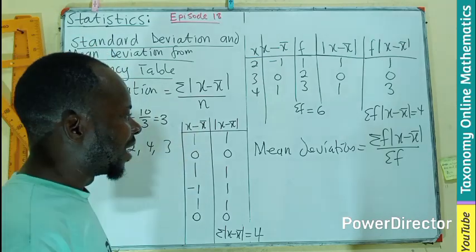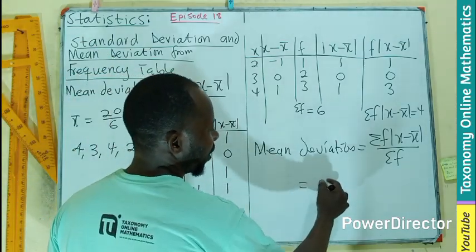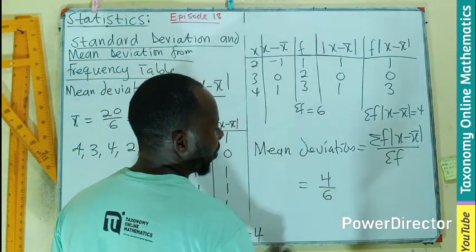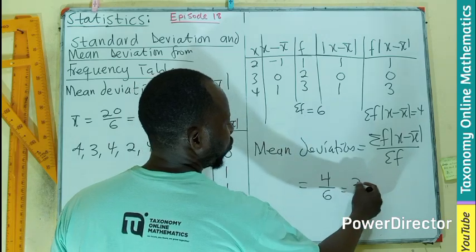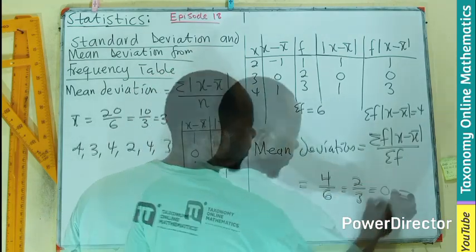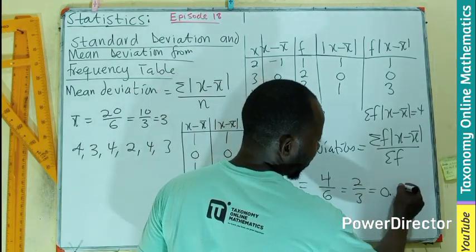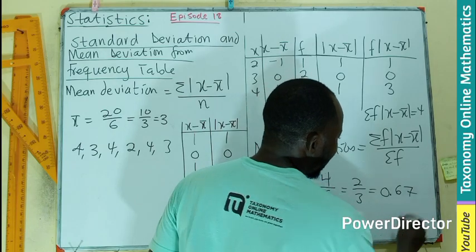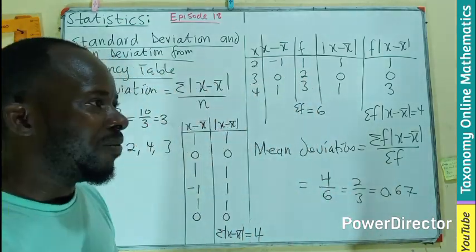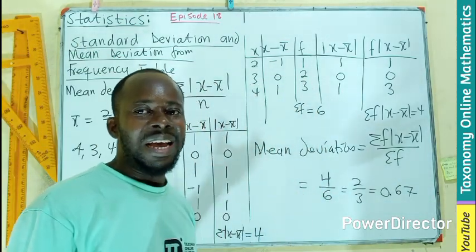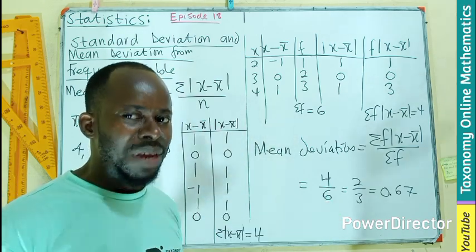So if I'm to find the answer, this will have given me 4 divided by 6, which is 2 divided by 3. That will be 0.6667. That would have been the mean deviation. This is how far each data point deviated from the mean.